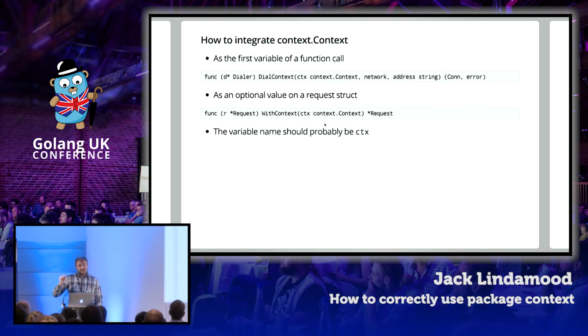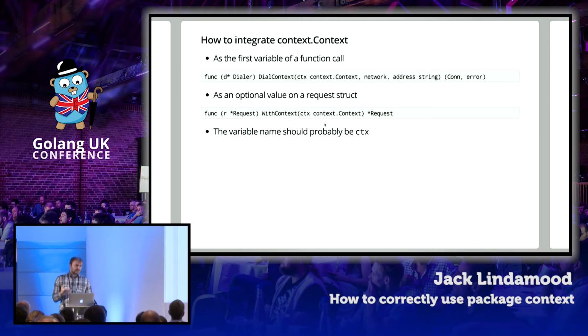How do you integrate it into your API? There are 2 common ways to put context into your API. One of them is if you just have a raw function call. Both of these examples are in the standard library. The first one is in the dial function, where you're dialing an address to connect. The context there is the first parameter of a function call that might block. The other way to do context is when you attach it to something called a request struct.